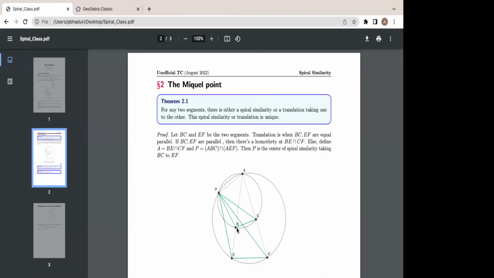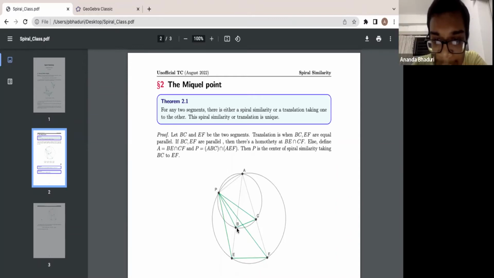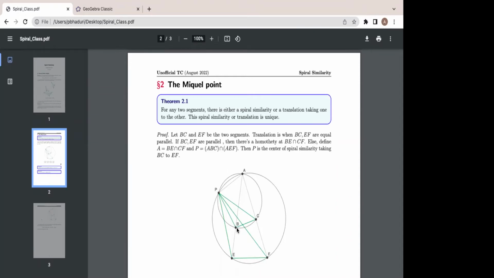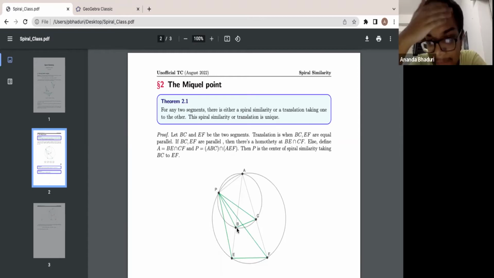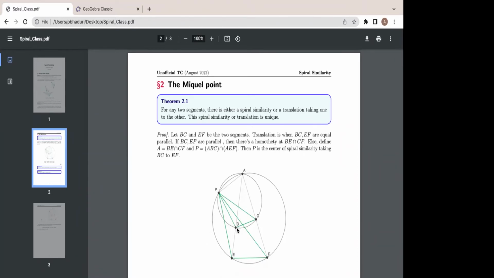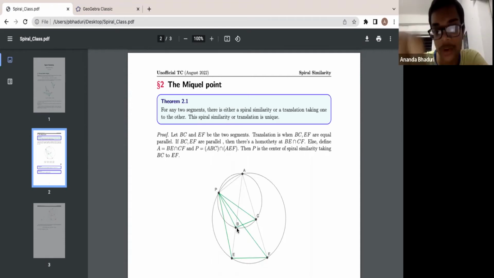I was asked which angle I said: angle CPF. If you prove that angle CPF is angle BPE, then that's because it rotates C to F and B to E. And if you prove PB over PE is PC over PF, then that's the homothety part of the spiral similarity. So what are these two conditions equivalent to?